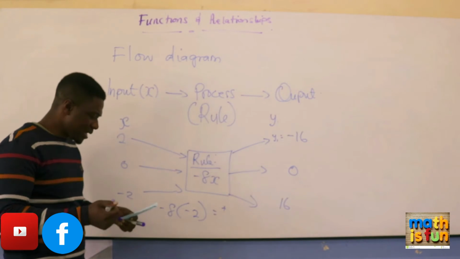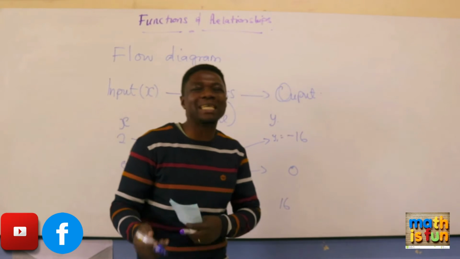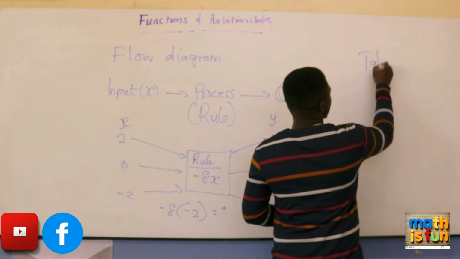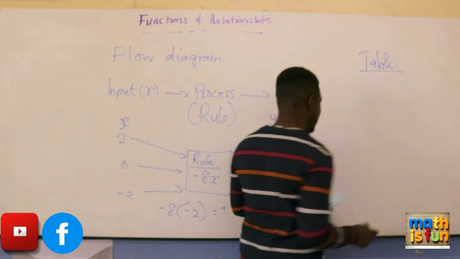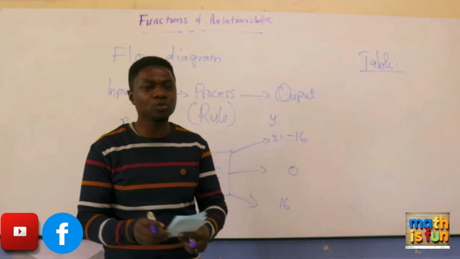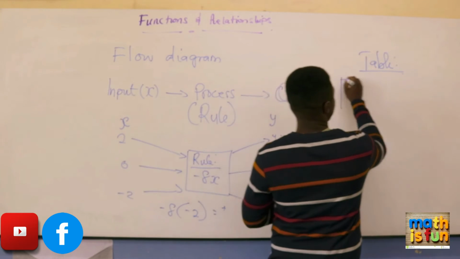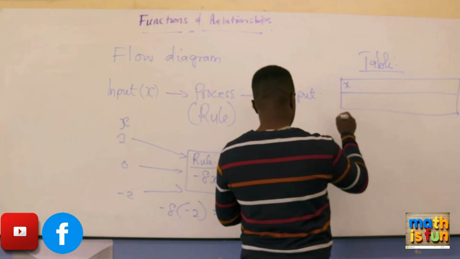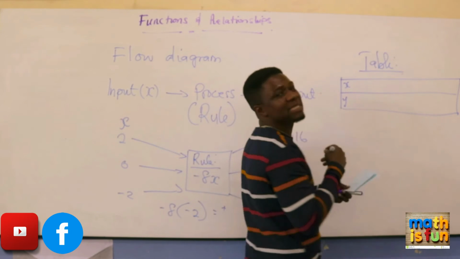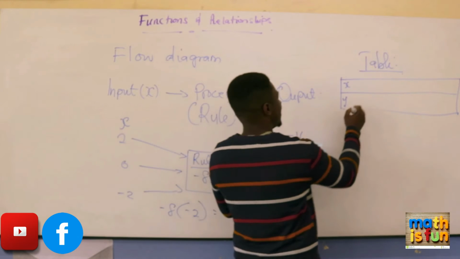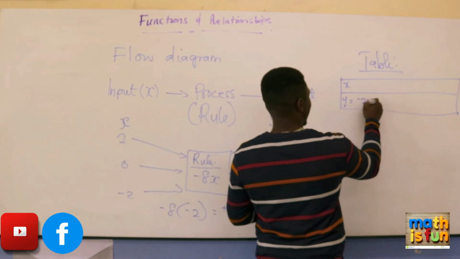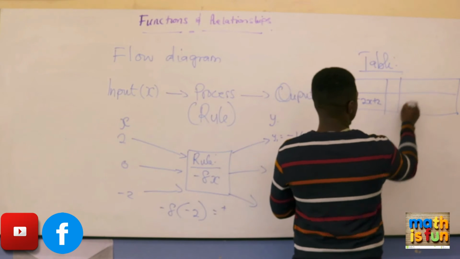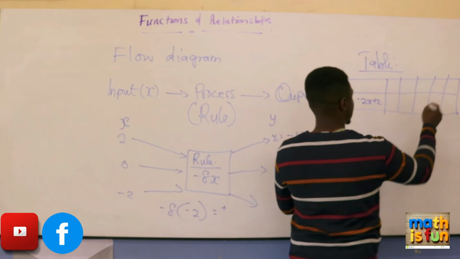Then it comes to a point that we can also use a table to determine the output values. So by using a table, let's take one or two questions here. I have my x values, I have my y values, but here I am stating it with a rule. So y is equal to negative 2x plus 2. Within this I have my numbers.